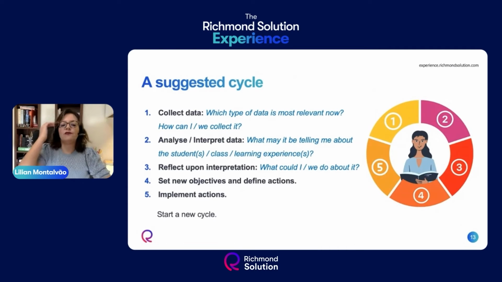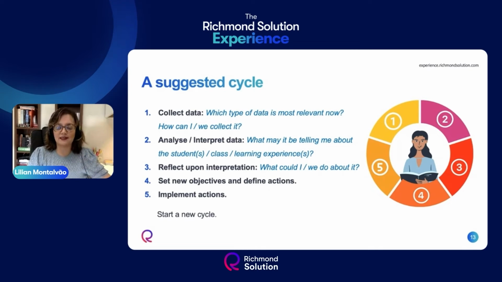And then I have here this suggested cycle for educators. This can be the teacher or teacher and admin or a whole team of teachers. It really depends on each context. So it's a 5-step cycle. Number one would be collect data, and then some suggested questions at this phase. Which type of data is most relevant now? Because we can have all sorts of data collected by an LMS, for example. How can I or we collect it?